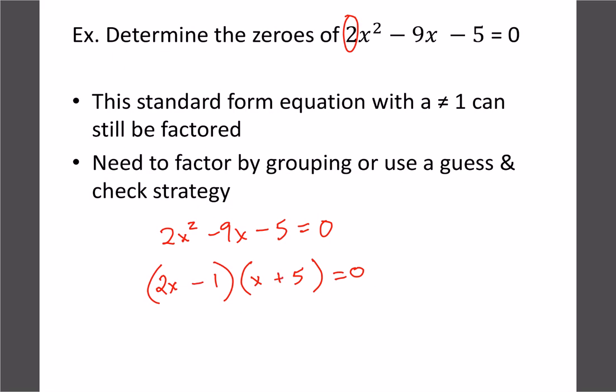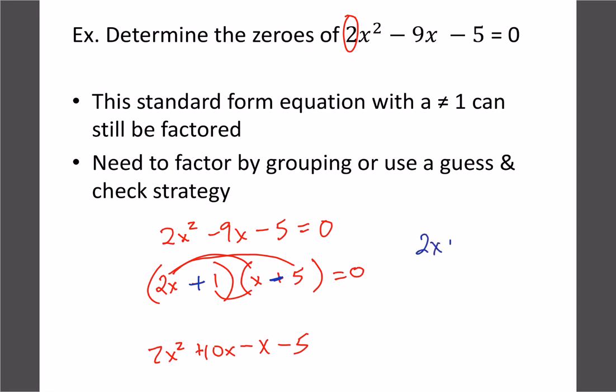So let's guess at that scenario and FOIL this thing out. If we multiply the first 2, we get 2x squared. Then we get 10x, then minus x, and then minus 5. Is that the same as our starting question? Not quite. 10x minus x would give us plus 9. We want minus 9. So all that means is we guessed at the wrong sign. It should be a plus and then a minus, and that would be our two factors.